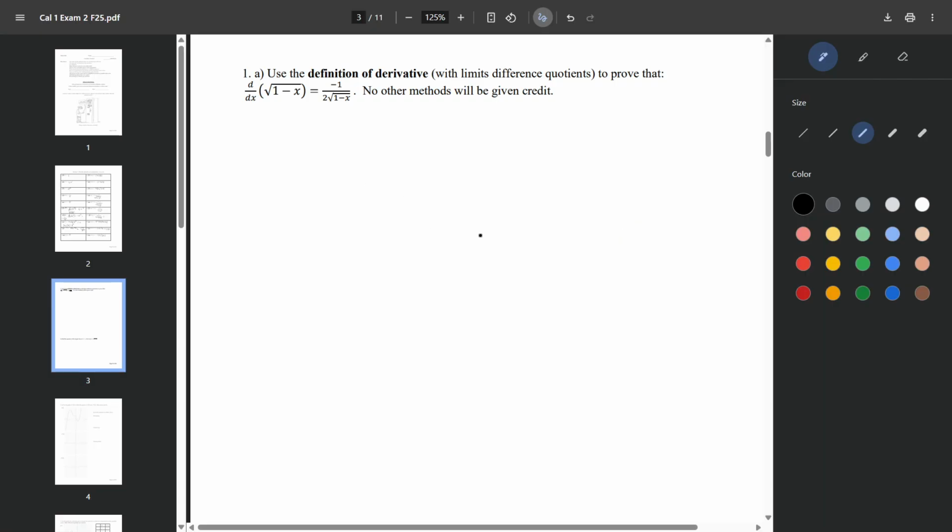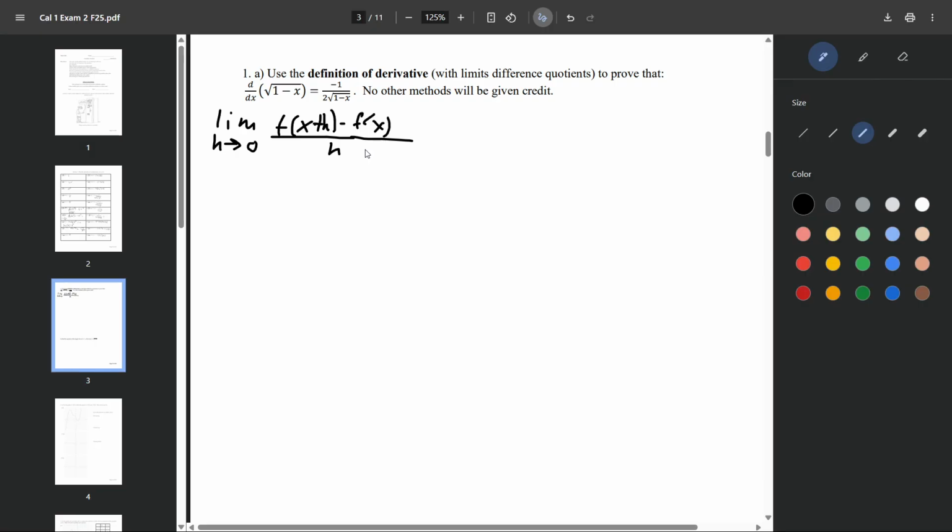Use the definition of derivative to prove that d over dx of root 1 minus x equals negative 1 over 2 times root 1 minus x. Alright, so the definition of derivative is the limit of h approaching 0 of f of x plus h minus f of x over h.